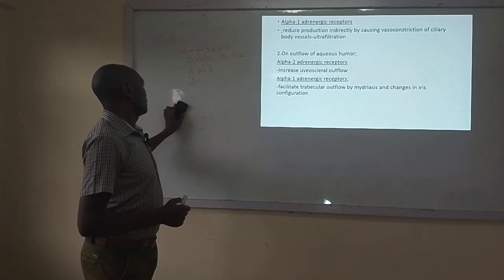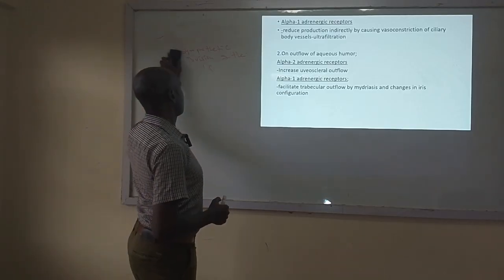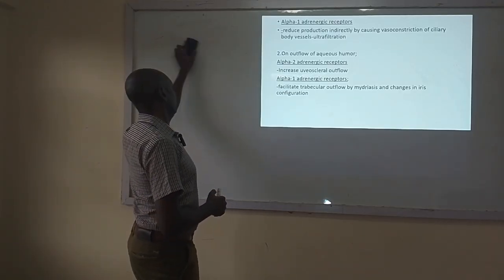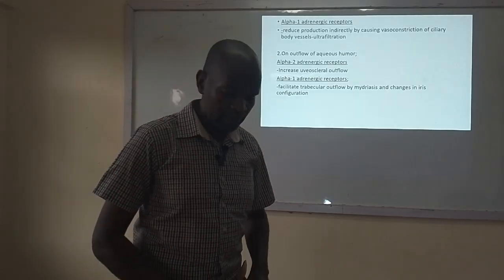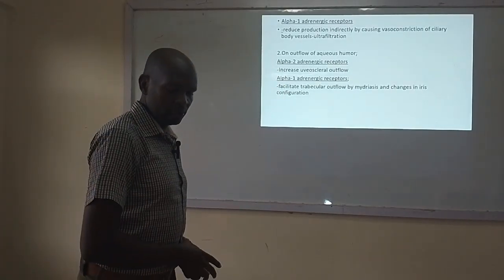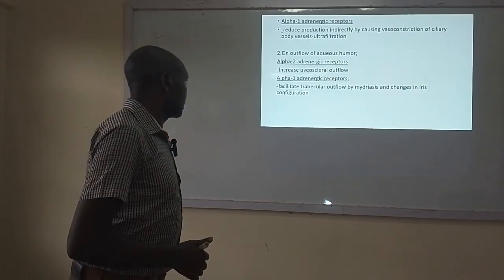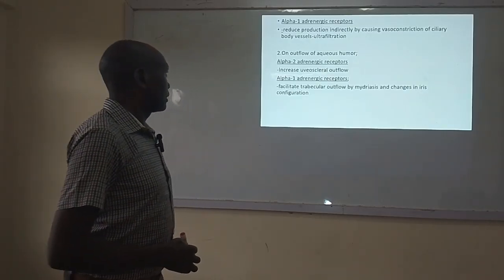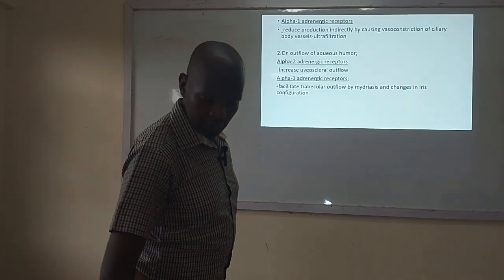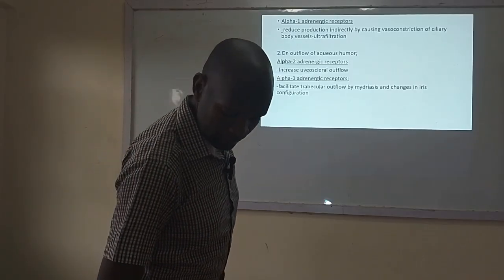While in the parasympathetic division, we have the muscarinic receptors and also what we refer to as ionic receptors.